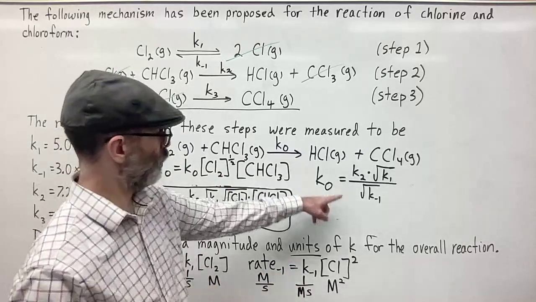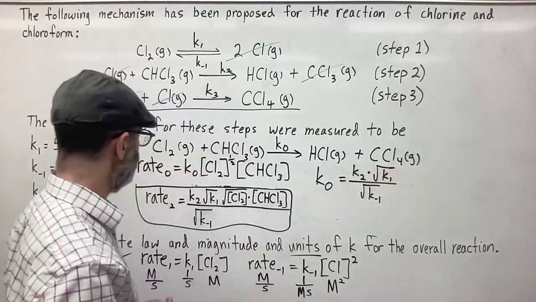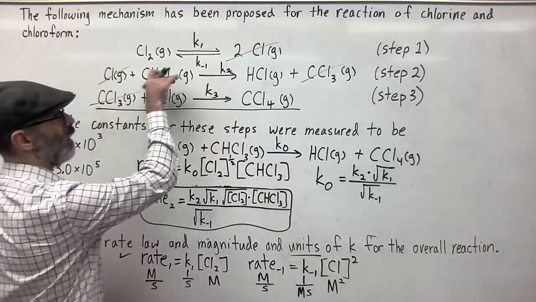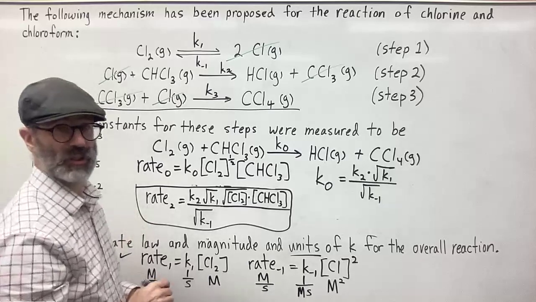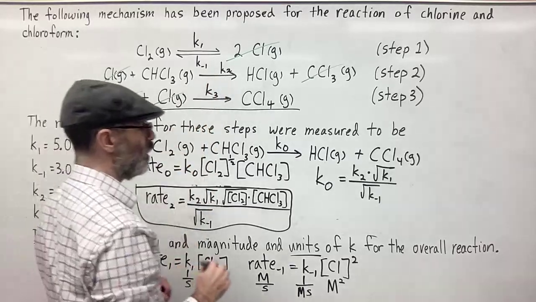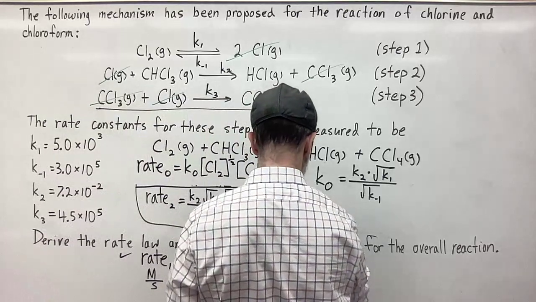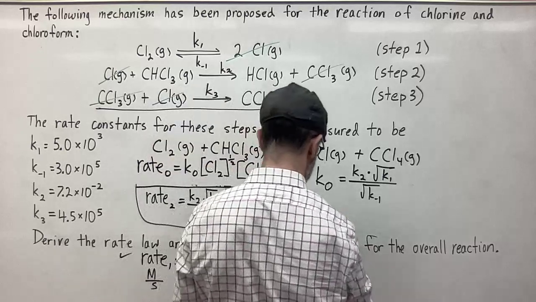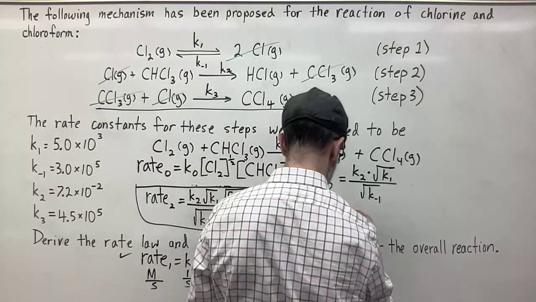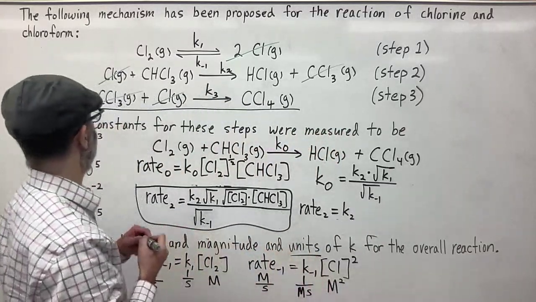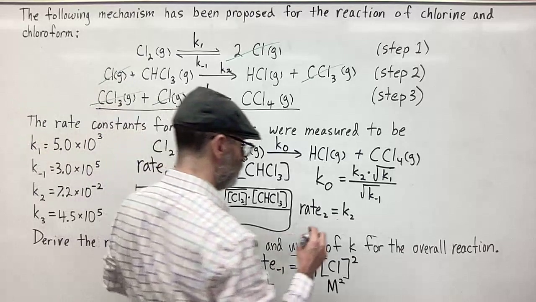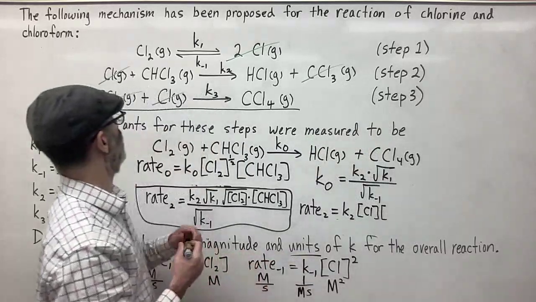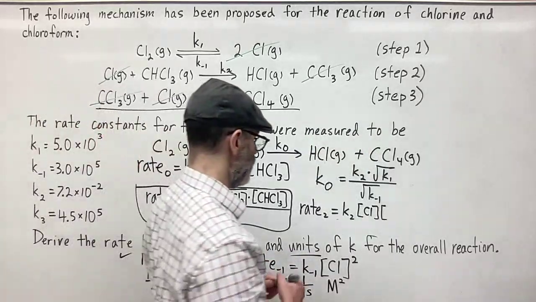Okay, so I've got the units for K1 and K minus 1, what about K2? So we'll go back to K2. That's the rate law for the forward reaction here for K2. Let's write that. The rate of reaction 2 in the forward direction is equal to K2 multiplied by what? We have the concentration of Cl times the concentration of chloroform, CHCl3.